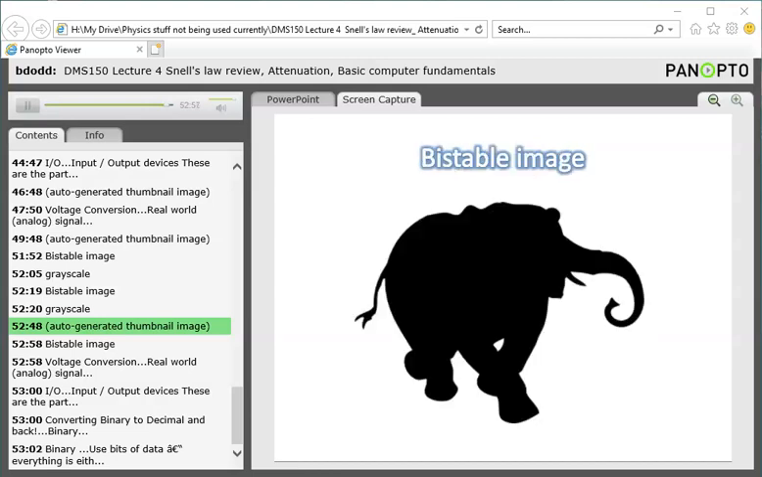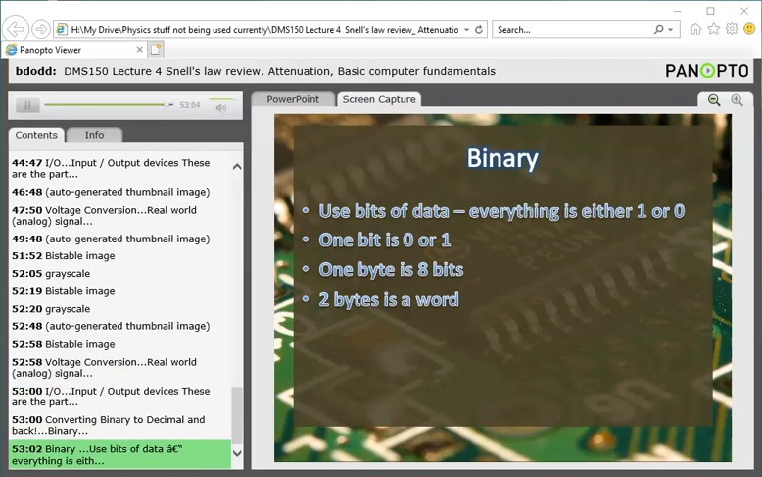Sure. Could you get back to the binary slide? That one? That one? That one? Yes. Okay.